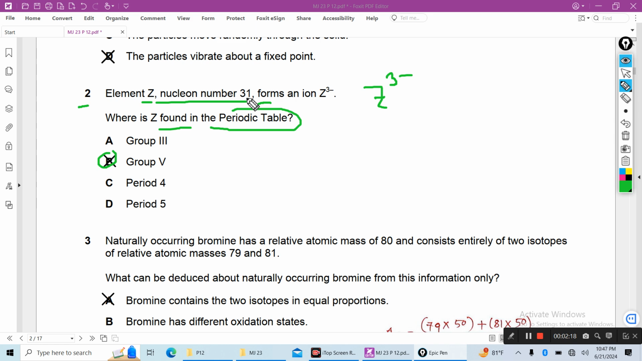You see, 31 nucleon number is phosphorus. Phosphorus has atomic number 15 and mass number, nucleon number, 31. So phosphorus is a group 5 element, so it forms a 3- ion. So Z3- means a group 5 element. Group 5 elements form a 3- ion. So B is the right answer.